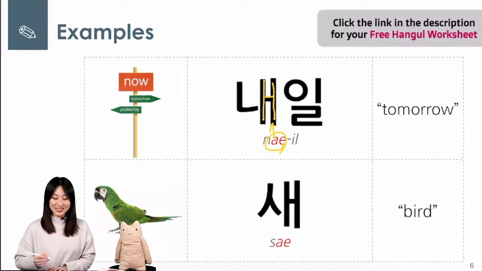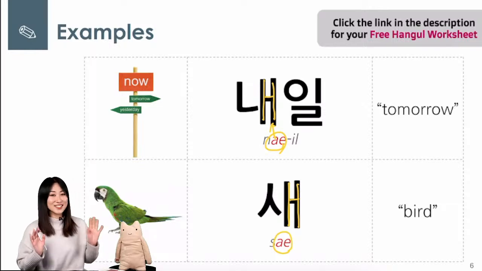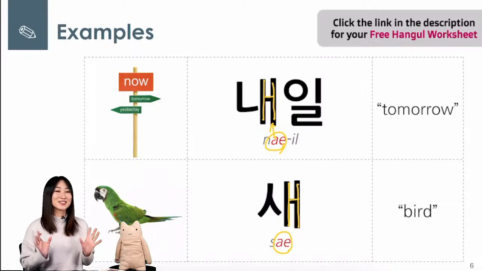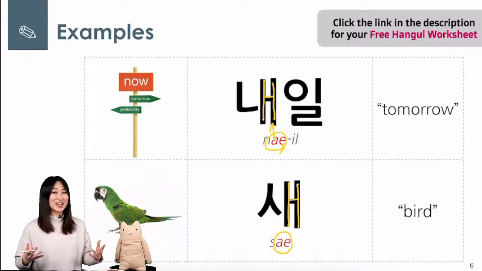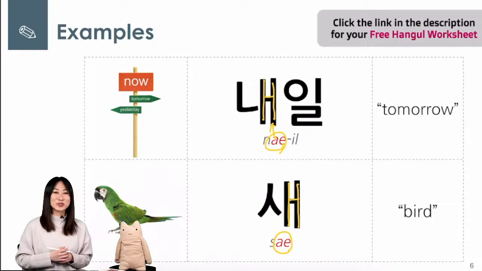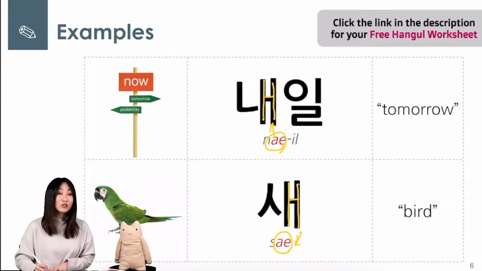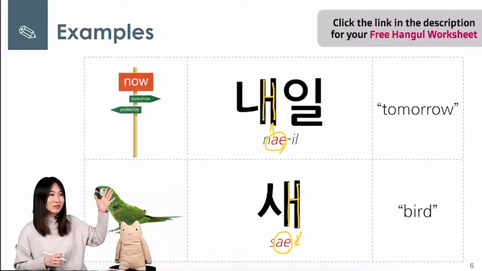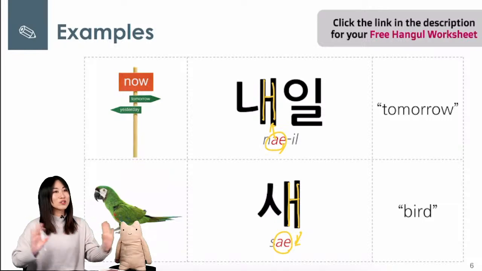Another example is this. 새. This is onomatopoeia that birds make. This is a sound that Korean birds make. So 새. It includes a sound, right? It means bird. 내일, 새. And it's simple, right? Writing is simple. I'm sure you can do that.